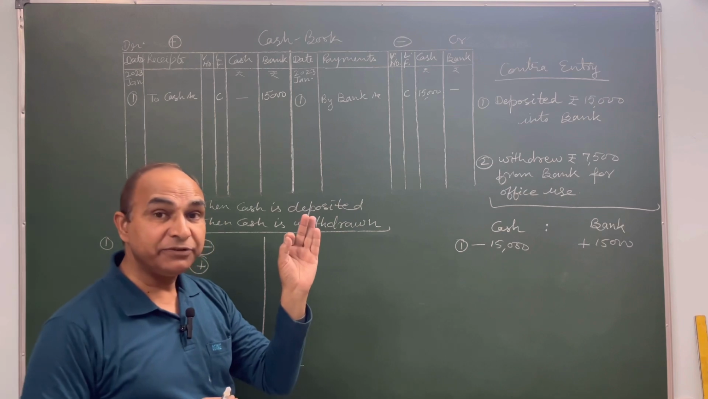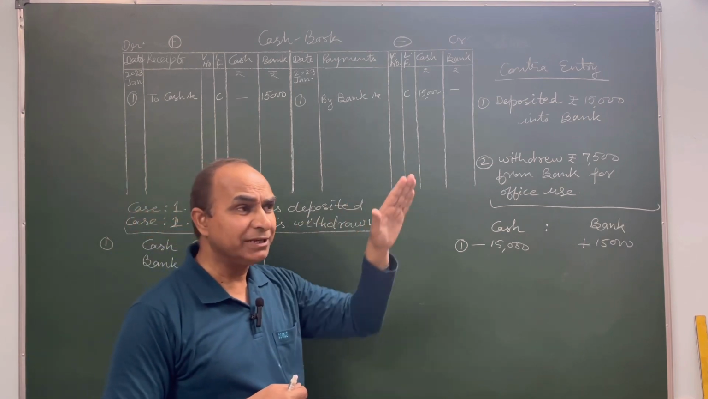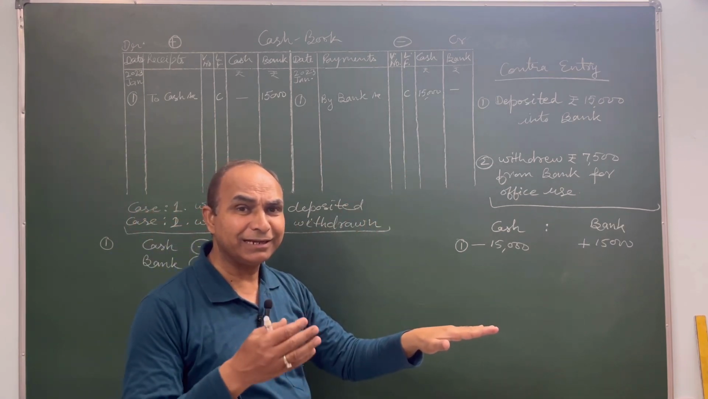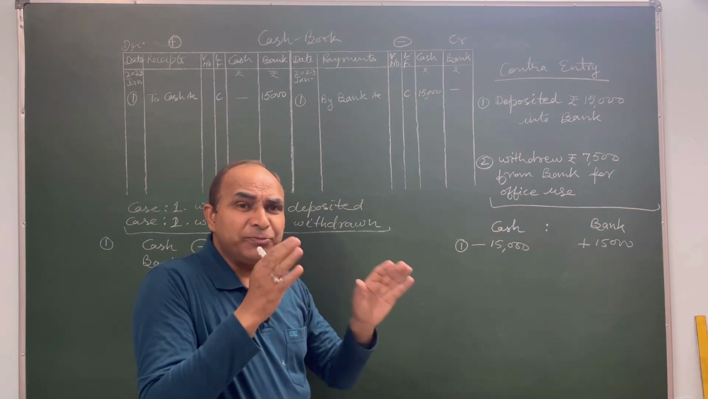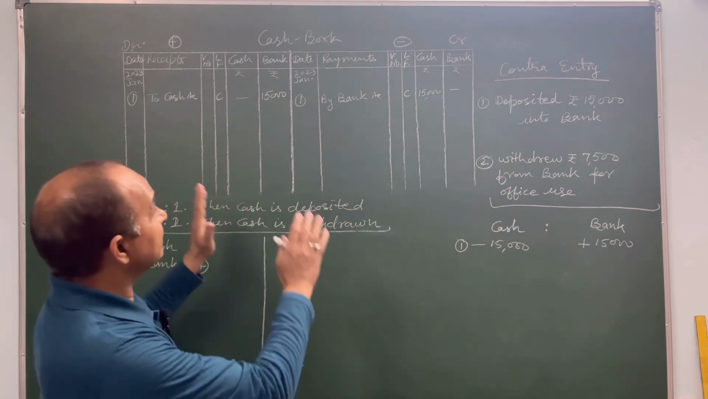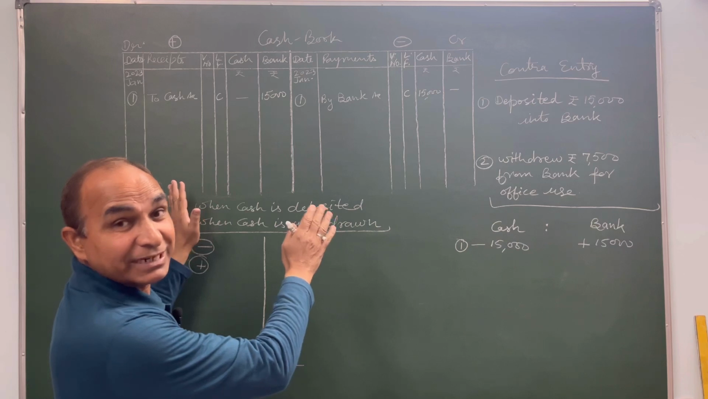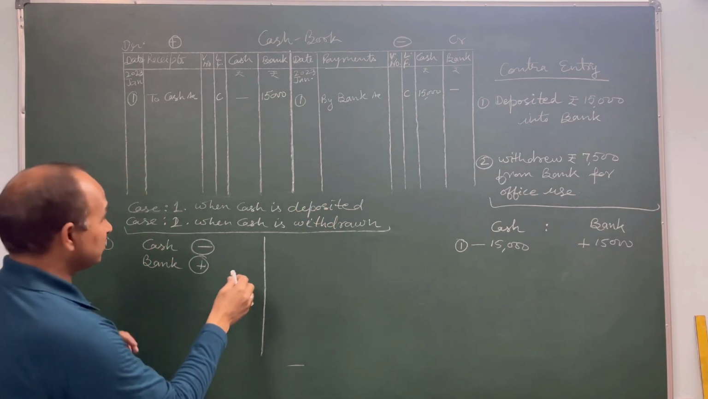Now the second case of contra entry: withdrew rupees 7,500 from bank for office use. We withdrew money from bank for office use. It means bank balance decreased and cash balance increased, and both things are taking place in this cash book itself. That is also a contra entry. So case 2 is what?